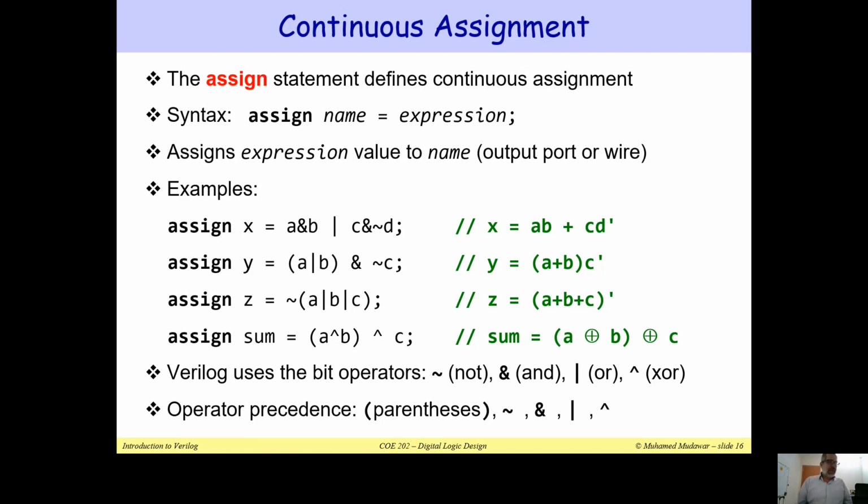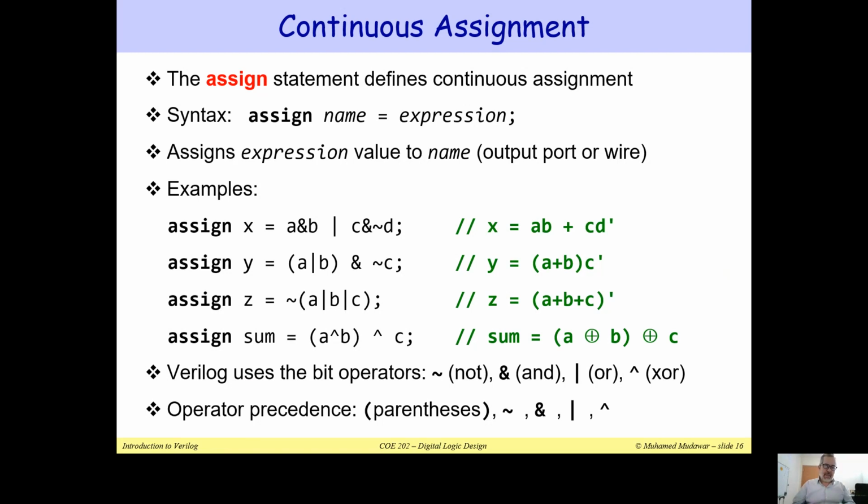So what is a better way of describing a circuit in Verilog? Well, we can describe the functionality of the circuit or the behavior of the circuit. Now, that will be a lot better than describing it at the gate level. So the way to do it is to use continuous assignment. Continuous assignment is a powerful statement that exists in the Verilog hardware description language.